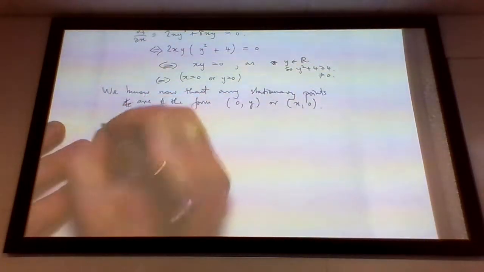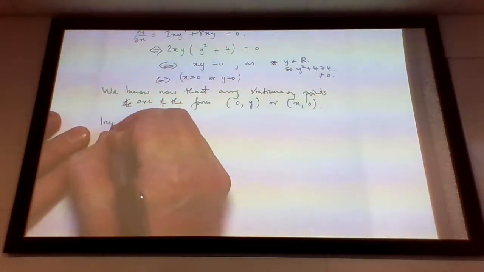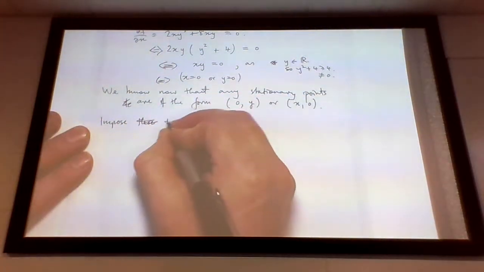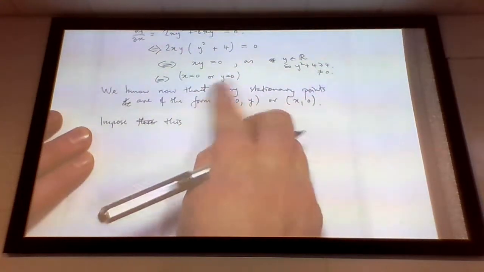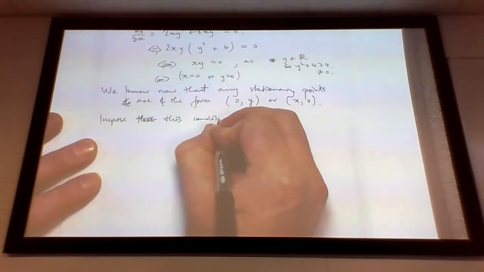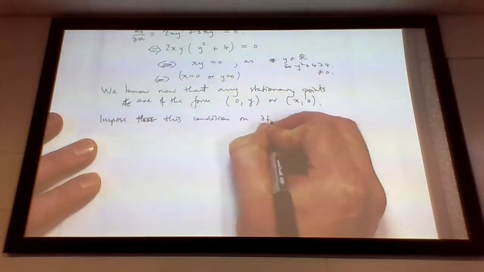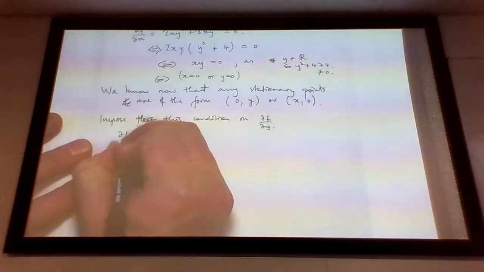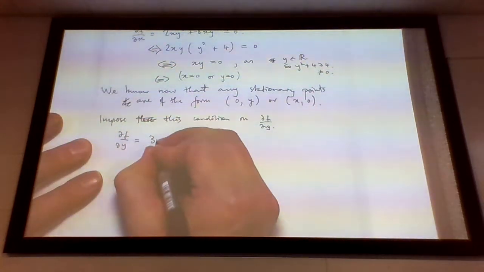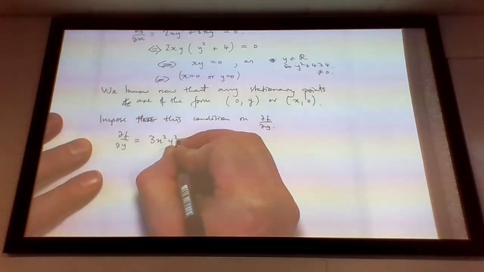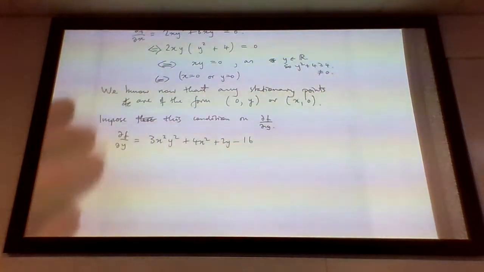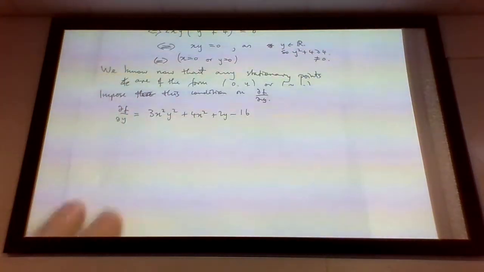So we now impose this condition. It's a condition which breaks down into sub cases, if you like. But impose this condition on df dy. So let's have a look at it. Df dy. We won't go splitting into cases yet. We'll just see what we've got. We've got 3x squared y squared plus 4x squared plus 2y minus 16 equal to 0.